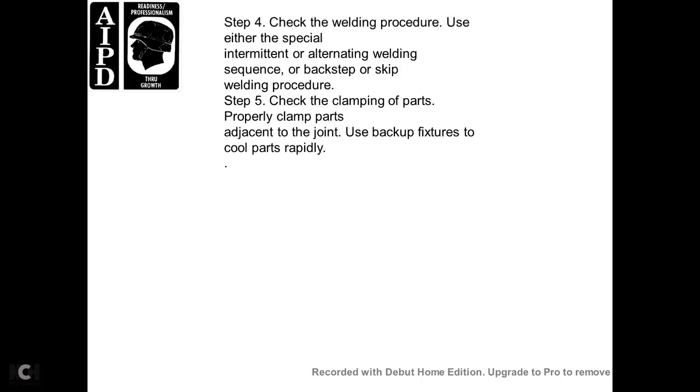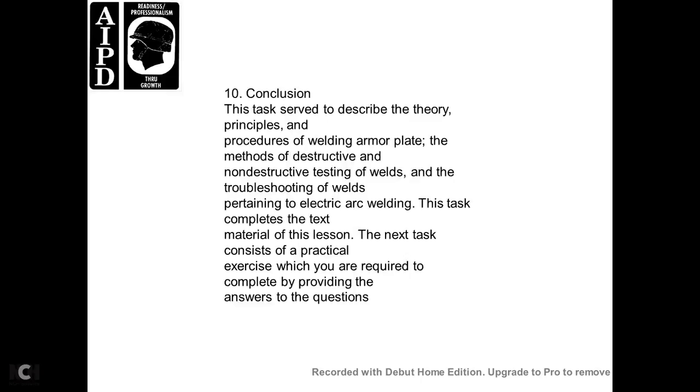Step 4, check the welding procedure. Use either a special step-back, intermediate, or alternate welding sequence. Do not skip the welding procedure. Step 5, check the clamping of the parts. Clamp parts adjacent to the joint, using a backup fixture to cool parts rapidly.